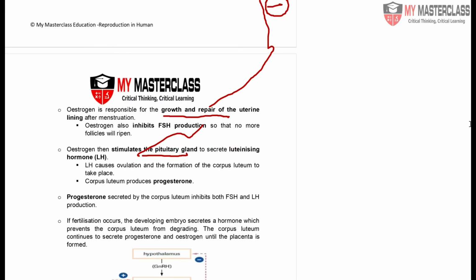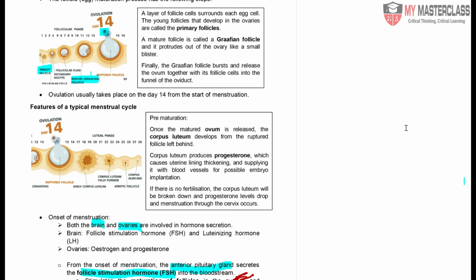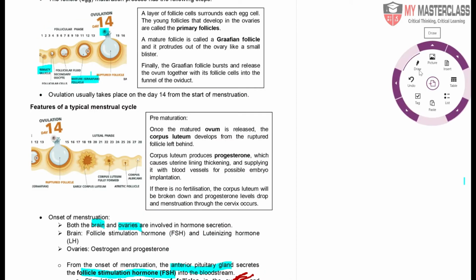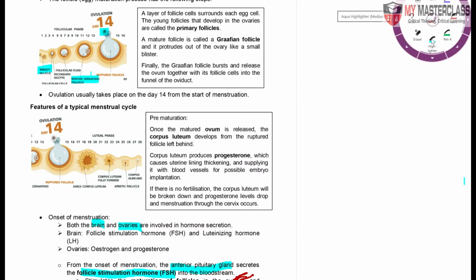So as we can see over here, okay, so once ovulation has taken place, you will have the formation of a corpus luteum. So what is the purpose of the corpus luteum? Is that it produces progesterone. Okay, so progesterone's main importance is to maintain the uterine lining.